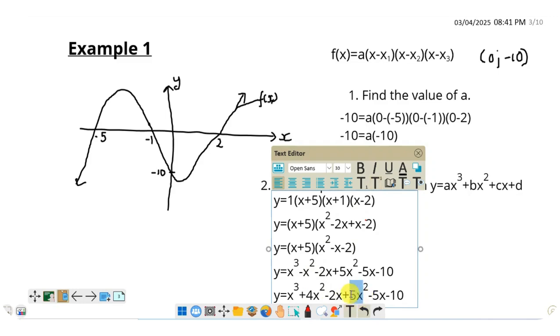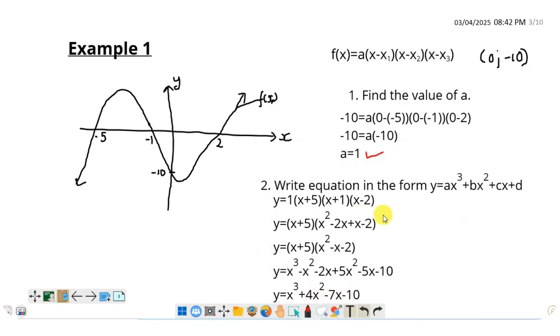Remember, because this part is out because they subtracted. Right now we still have x and negative 5x. So the negative and negative add each other, and we remain with the negative side. That means from here we'll have negative 7x. Okay, so the equation is x cubed plus 4x squared minus 7x minus 10. So this is the final equation.